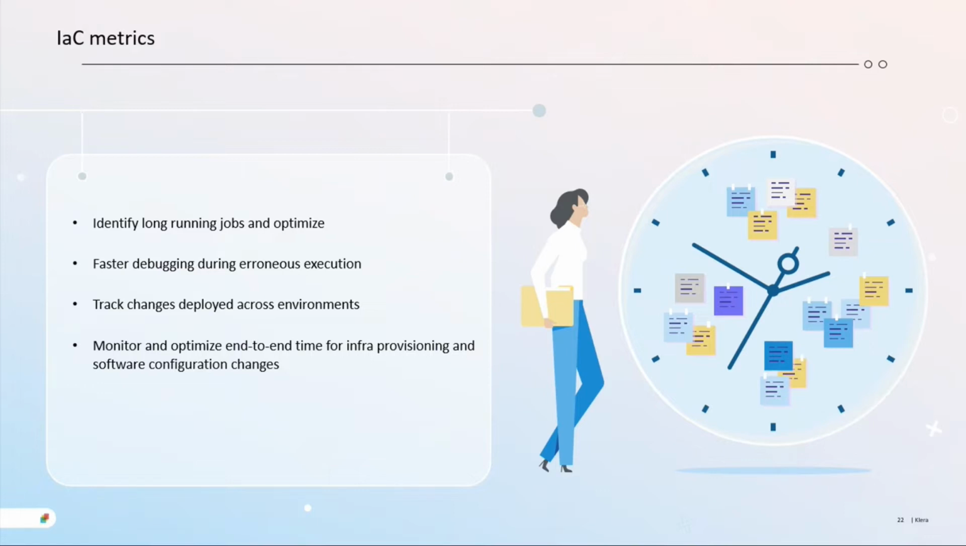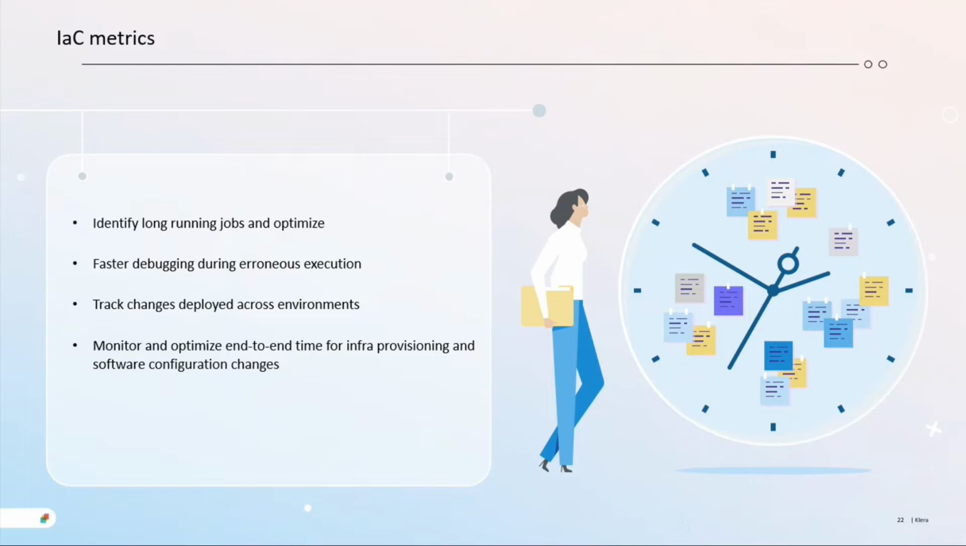So what are the frequent changes? Are we updating our security groups quite often? Or are we creating new instances in the lower environment? That helps us to optimize the end-to-end pipelines for both infrastructure provisioning as well as software configuration.